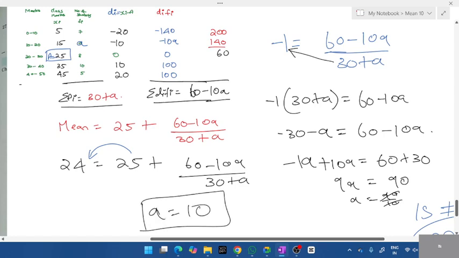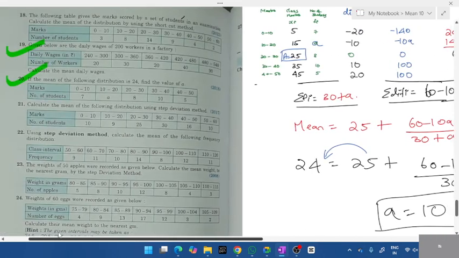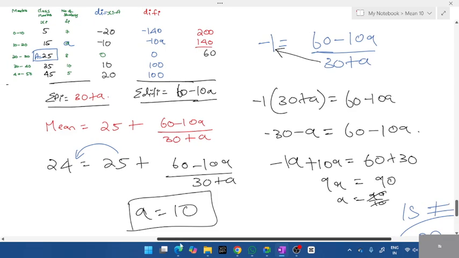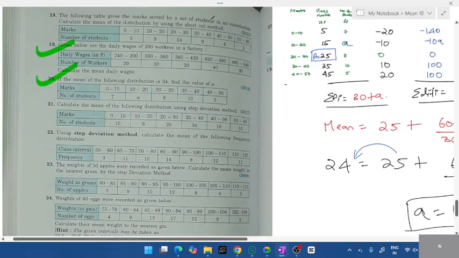That's it. So maximum you all can expect this. So this is the toughest question in assumed mean method. Tough in the sense it's totally different. You have to find the value of A, mean will be given. Last year you didn't have this. This year they have given. Yes, Tanishka, what's the answer you got? 10. Okay. A is equals to 10. Fine. So everything is done.